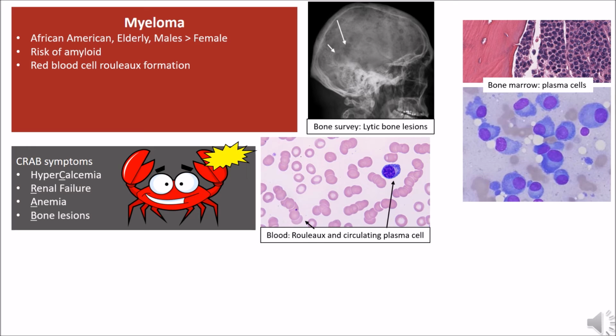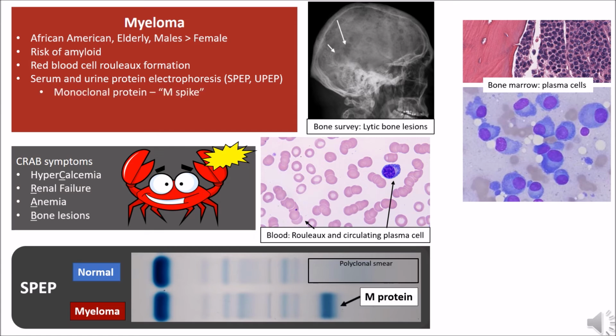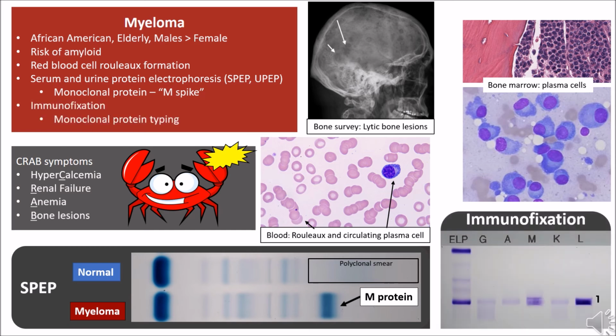Serum protein electrophoresis, SPEP, in normal patients shows a smearing pattern of polyclonal immunoglobulins. In myeloma, the monoclonal protein creates a distinct band on SPEP, abbreviated M protein. Immunofixation is a technique to determine the type of immunoglobulin and the light chain class secreted. In this case, a band is seen at IgM and lambda, indicating secretion of a monoclonal IgM lambda immunoglobulin protein.